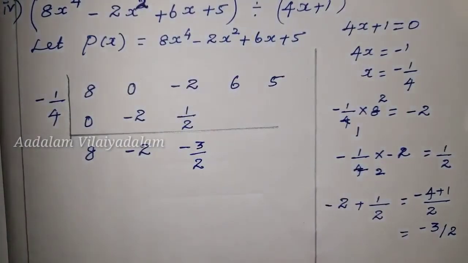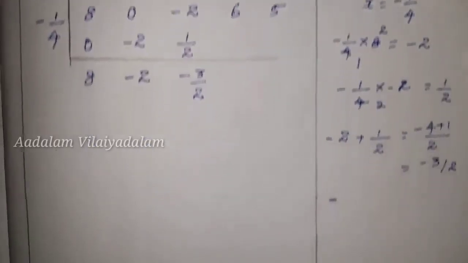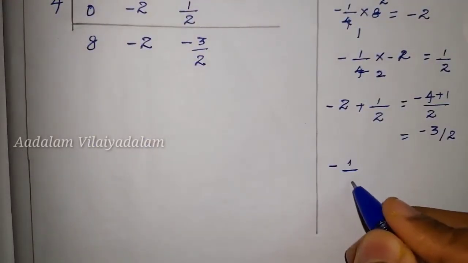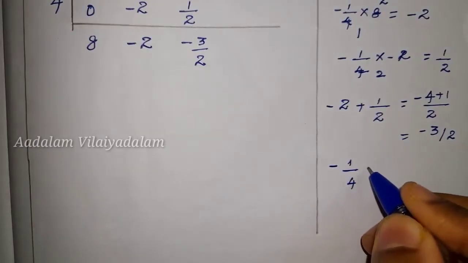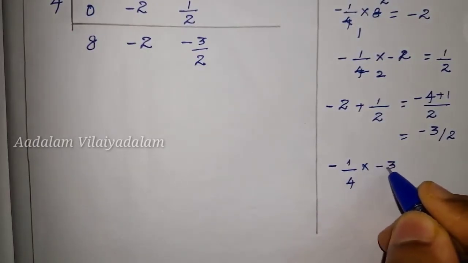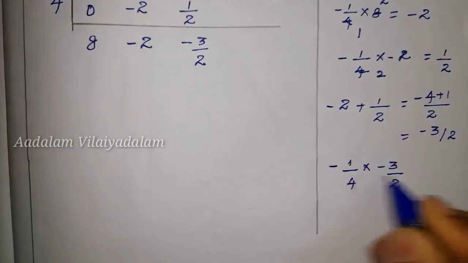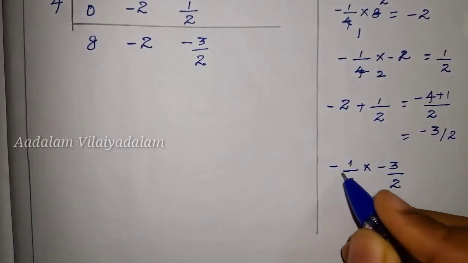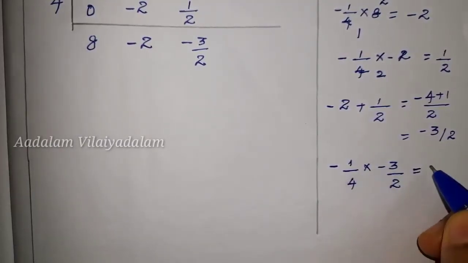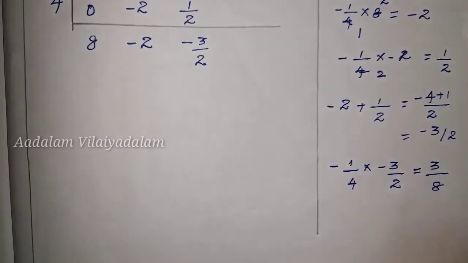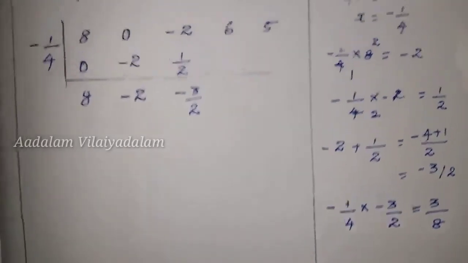Now multiply here minus into minus, that is minus 1 by 4 into minus 3 by 2. So here also cancellation is not possible. So minus into minus plus, 3 1s are 3, 4 2s are 8. So the answer is 3 divided by 8.